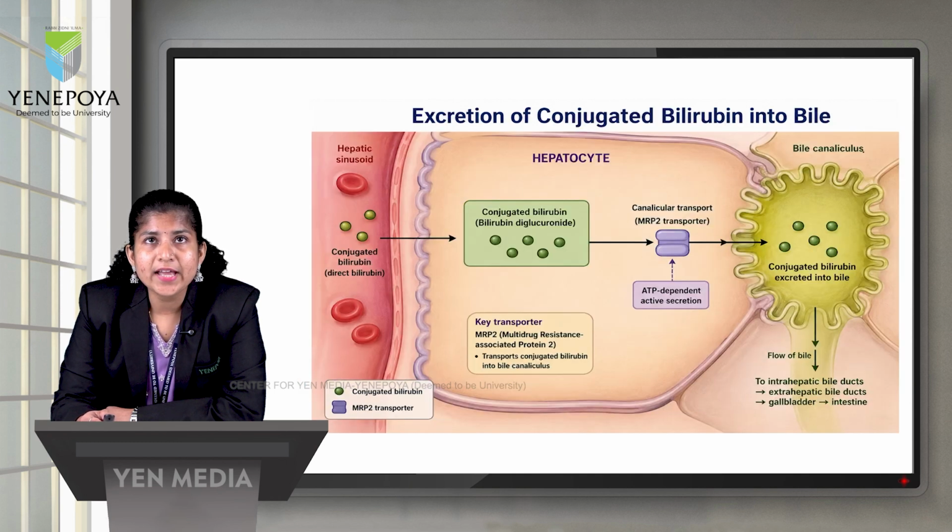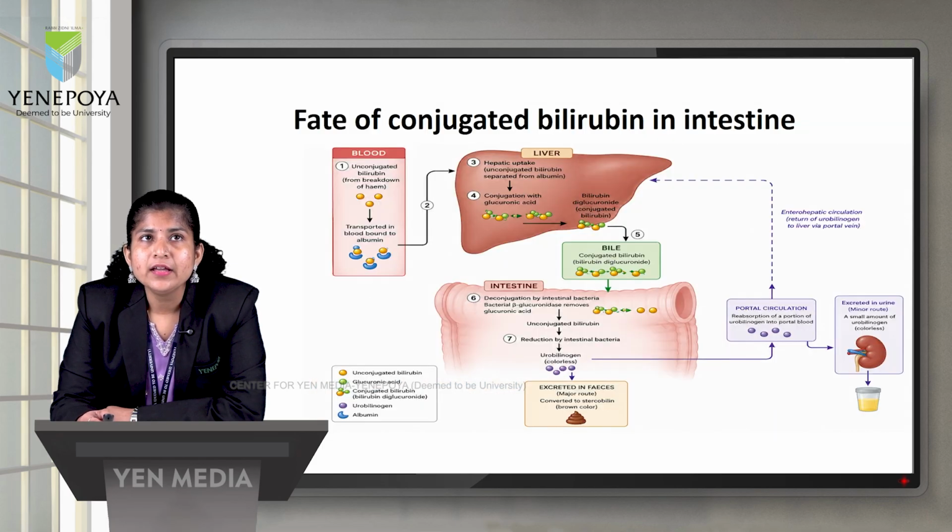Next we will see how the excretion of conjugated bilirubin into the bile takes place. Conjugated bilirubin will bind with the transporter called MRP2 transporter, which is dependent on ATP, and which will help in the transportation of this bilirubin to the bile and then to the intestine. Next we will see the fate of this conjugated bilirubin in the intestine.